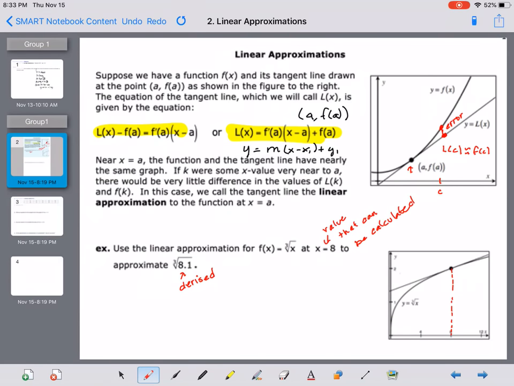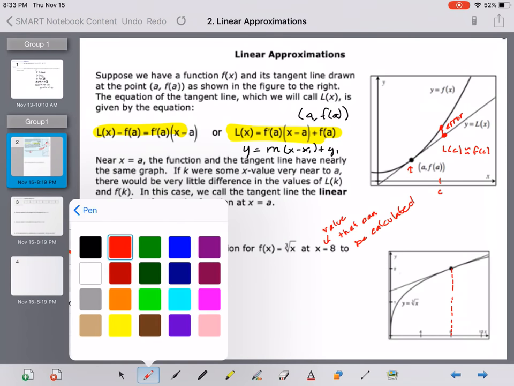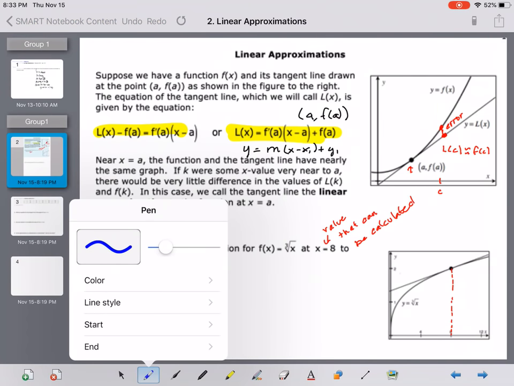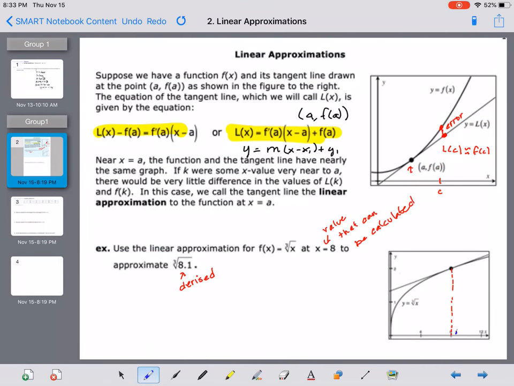I'm going to go slightly above. Let me get a different color. I want to use that same line to approximate about 8.1. Okay, it's going to be a really good approximation considering that that tangent line is a pretty close value. So the tangent line and the function are almost exact still at that point. So that approximation is going to be really good.